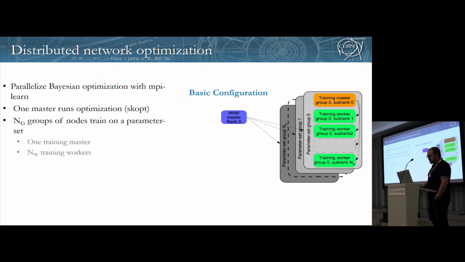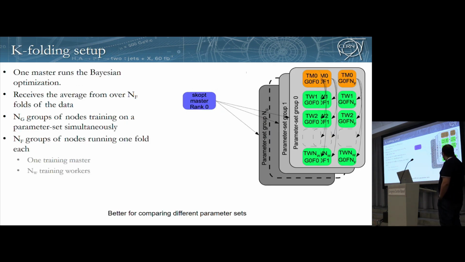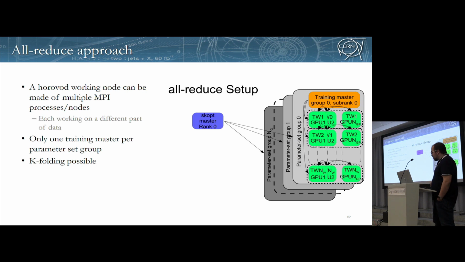This is in order to ensure stability of the results of the training. In the basic configuration, you get an estimate of how good the training performed with those parameters, but there is no error bar. By having multiple folds, you also get that information. We also introduced here the all-reduce setup. Here you might have multiple GPUs, or multiple nodes with multiple GPUs, in Horovod, and they act as a worker, working together in a parameter set group with a single training master.